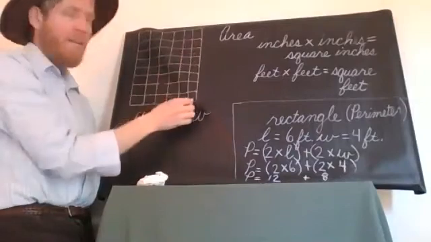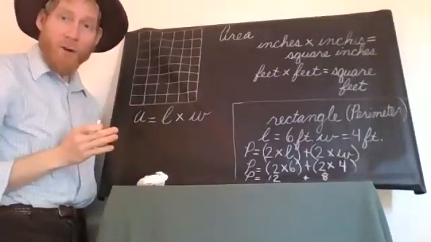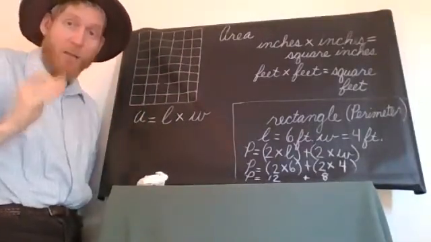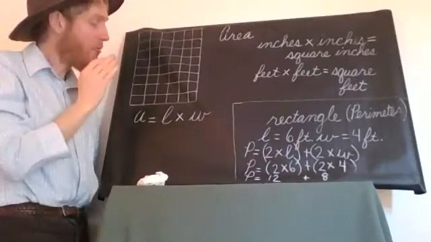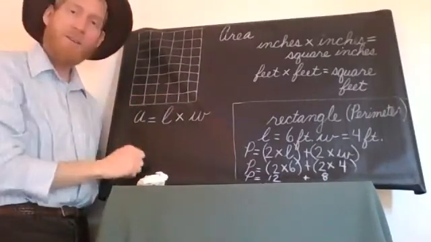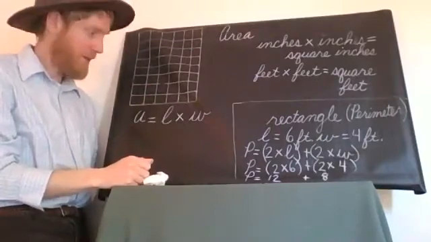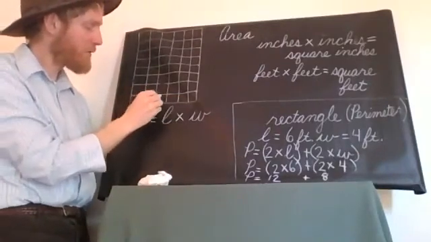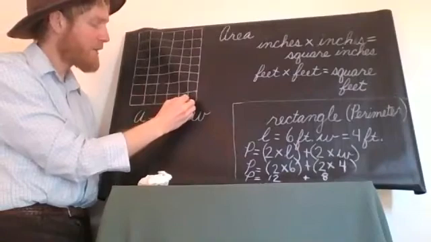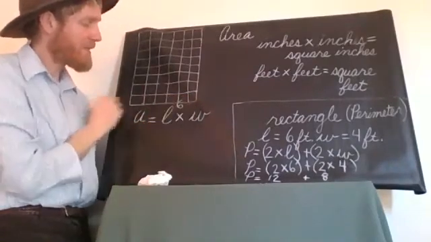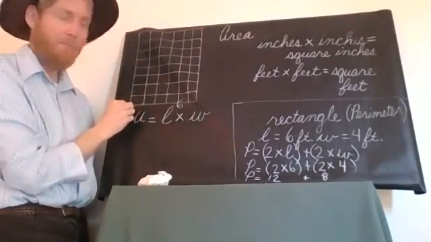There's a length and the width. The longer end is the length. The shorter side is the width. So in this case, we have 1, 2, 3, 4, 5, 6. So we could write that side is 6.